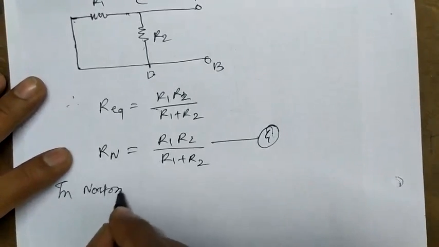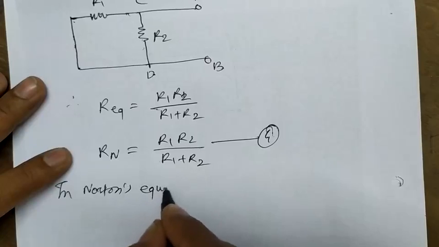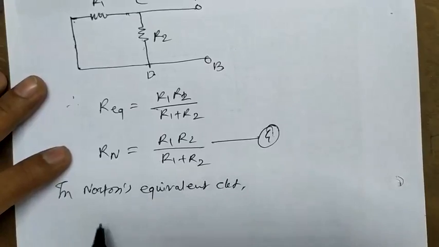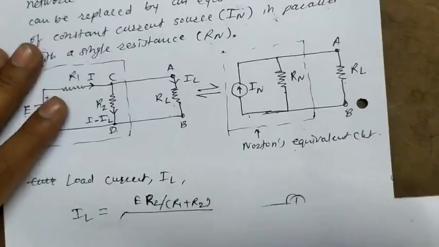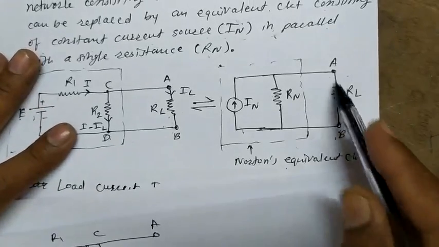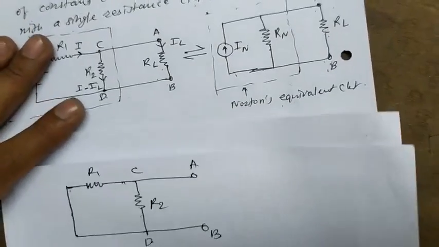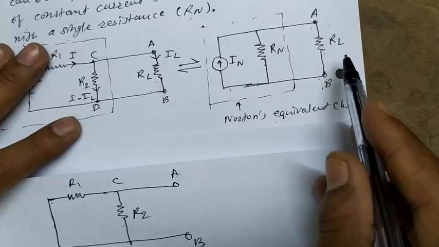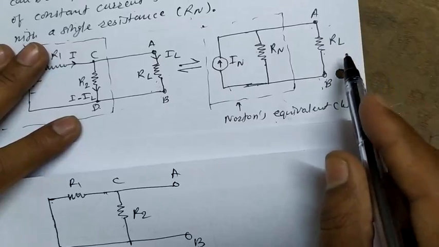In Norton's equivalent circuit, VAB, that is the voltage across RL, can be expressed as voltage equal to current into resistance. That is, what is the current here?